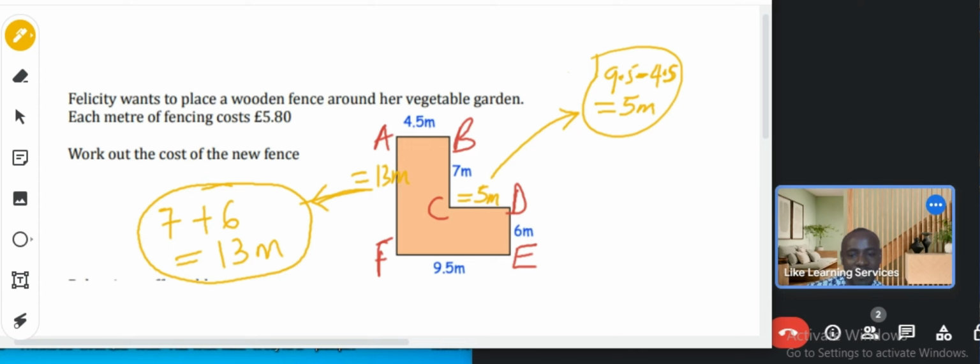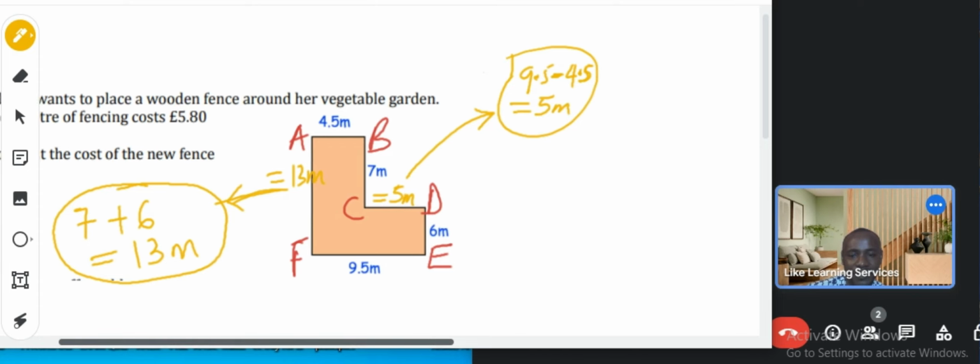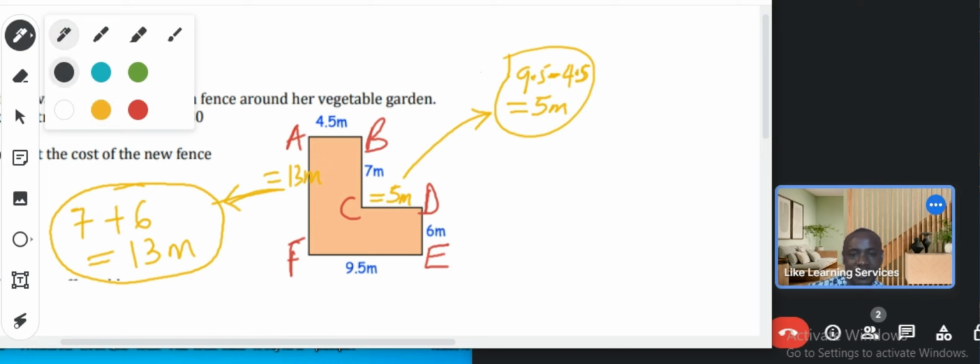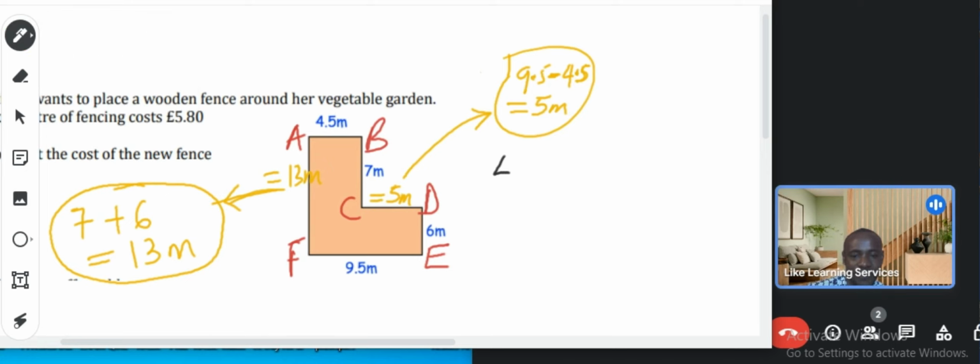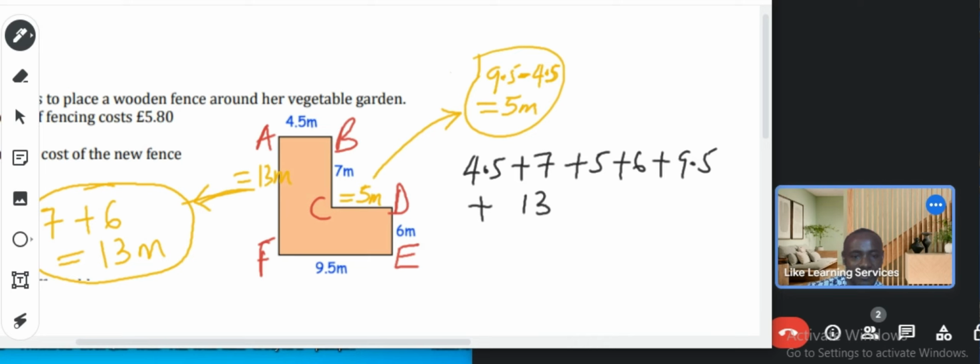Okay, since we have it all now, we can find the perimeter. Perimeter is simply when we add up everything. So we started from A to B, 4.5 plus 7 plus 5 plus 6 plus 9.5 plus 13. I need you to cross check what I did. Perimeter, you walk around: 4.5 plus 7 plus 5 plus 6 plus 9.5 plus 13.